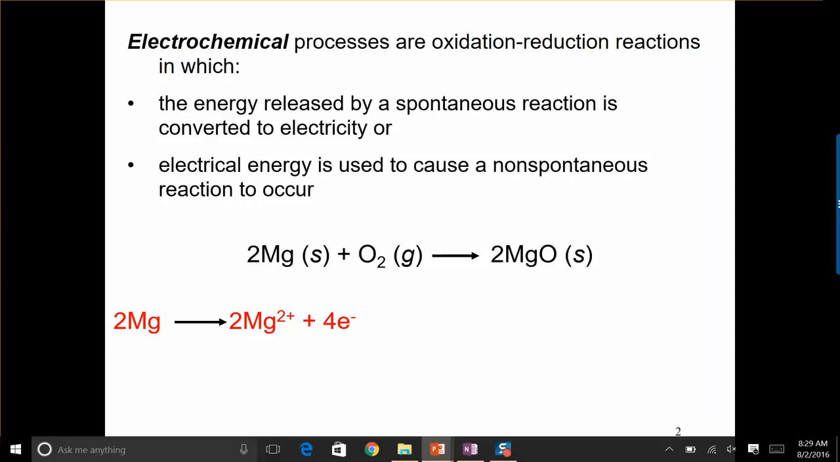So here, I know that oxygen is -2. Magnesium must be magnesium 2+. So I break it up into its half reaction. Was this oxidized or reduced?